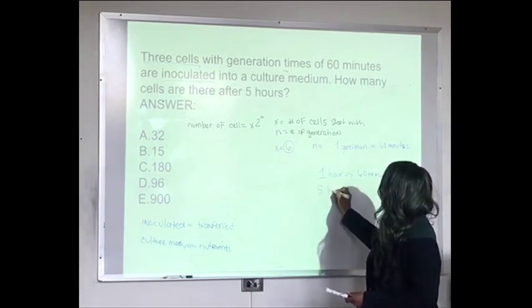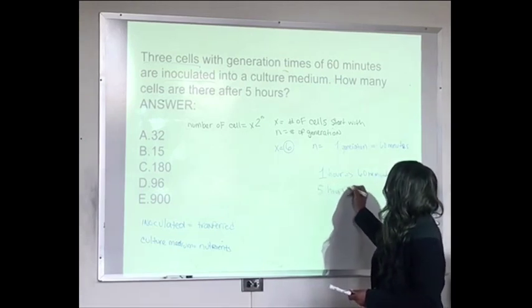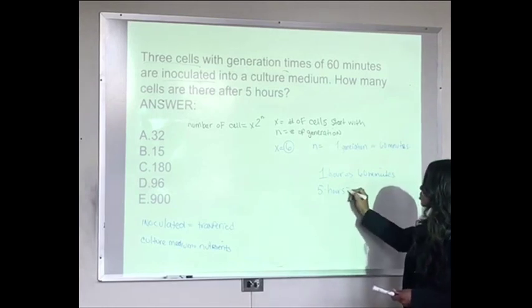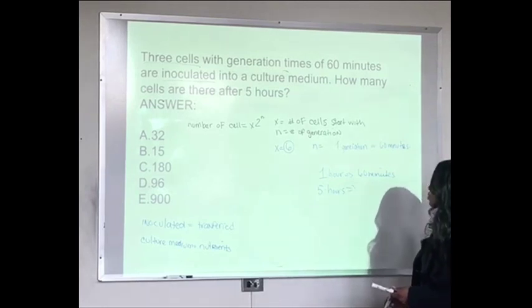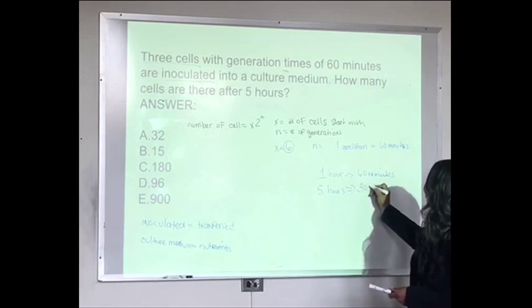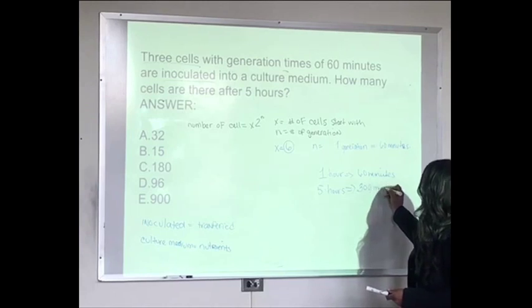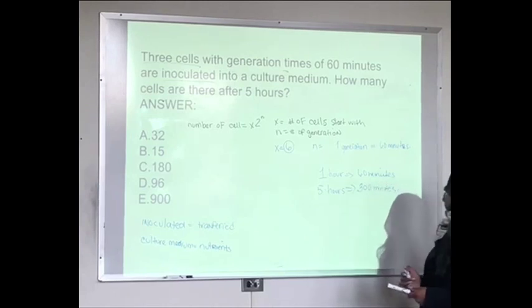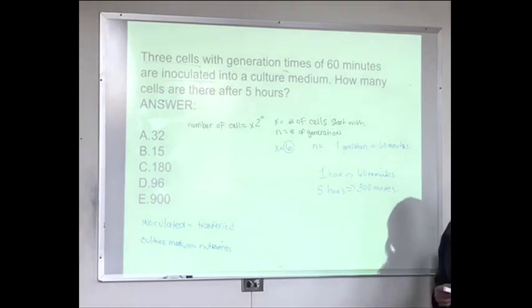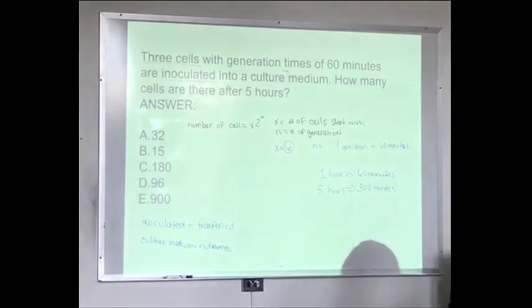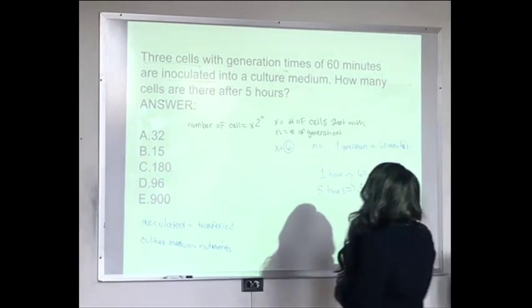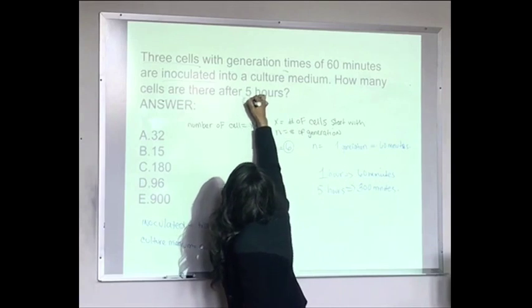How many minutes will be in 5 hours? So in order to do this, you multiply 60 times 5, so you'll have a total of 300 minutes. But the question is looking to find out how many generations. So we're trying to find out how many generations have occurred after 300 minutes.